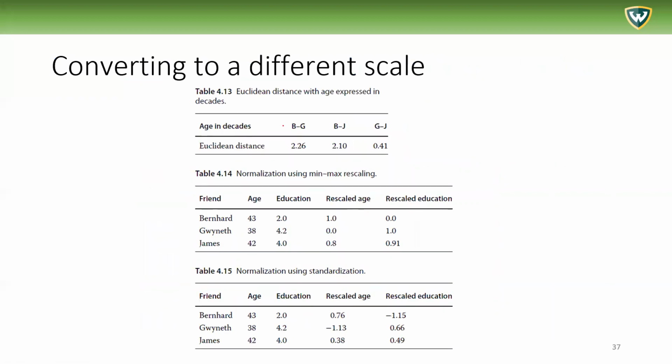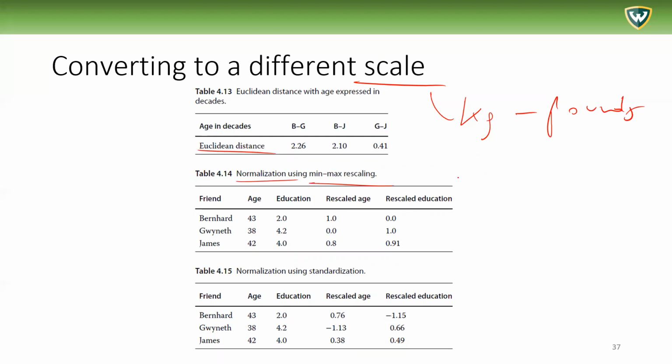Also, there's the notion of converting to a different scale. In the textbook, they do call it different scale, and I think of it more as a different scale, like going from kilograms to pounds. There are some other examples here, like Euclidean distance, but we don't need to go there. This one's kind of interesting, though.